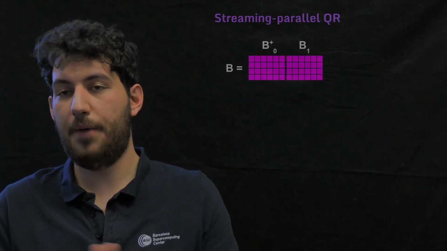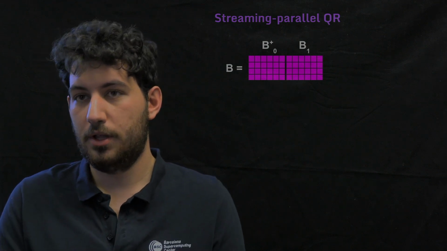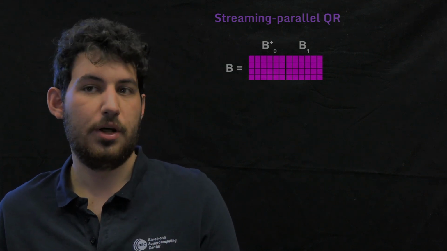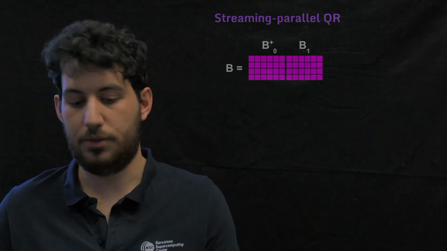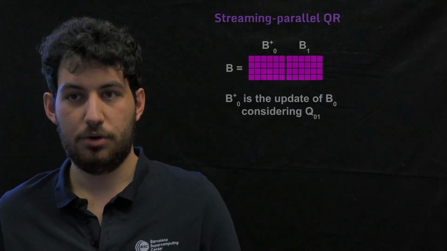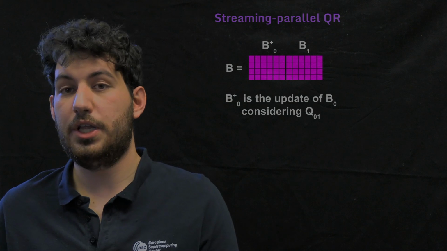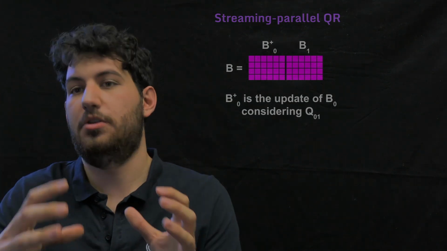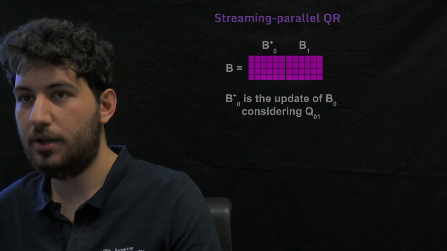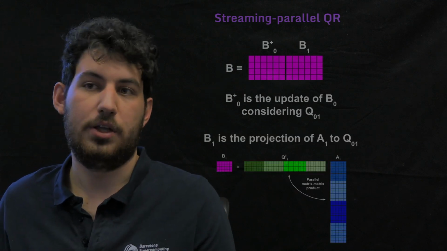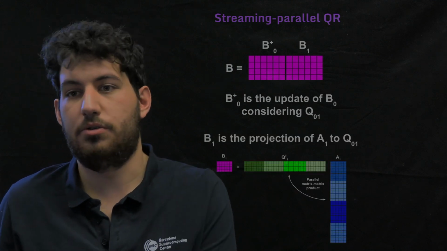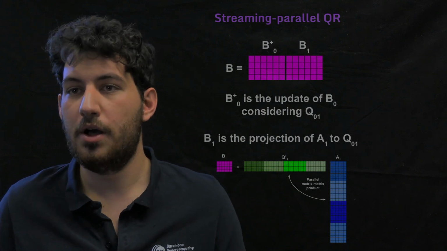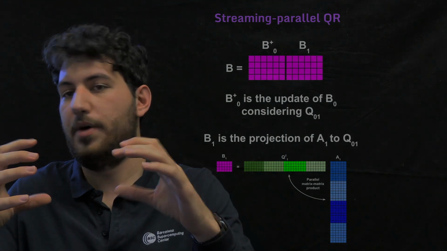So this update of the B has two different steps. First step, we compute B plus 0. So let's say it's the update of the previous B that we had, okay? We need to update B0, considering that now our Q is not Q0 anymore, it's Q0 and 1, because we have information of a new chunk of data. And then we need to compute the new B, the B1, which is just a projection, okay? That step is what we saw before. It's just the same as we have seen before, and we are going to just concatenate both matrices, okay?